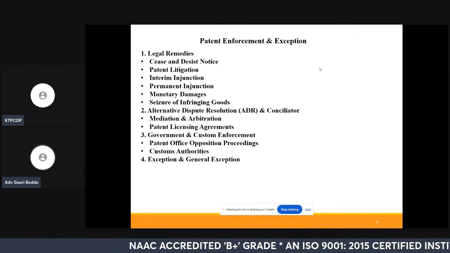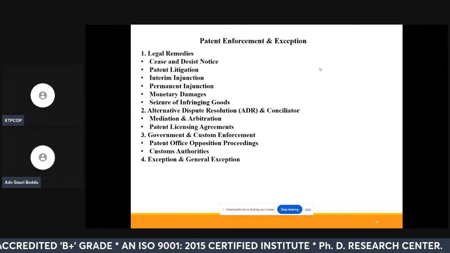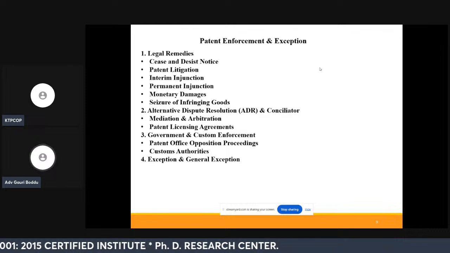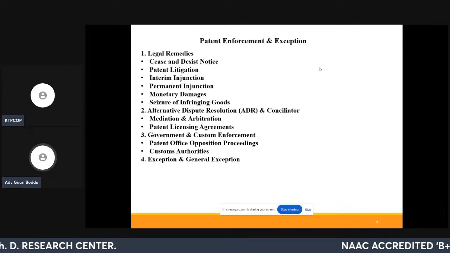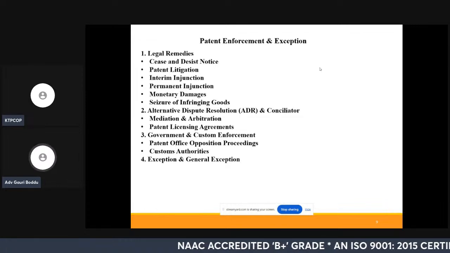If you are a patent owner and another person is copying your thing, you can send him a formal warning to stop the infringement. Now, second one is patent litigation. These are the litigations which you file in the courts. Filing a lawsuit in the court.